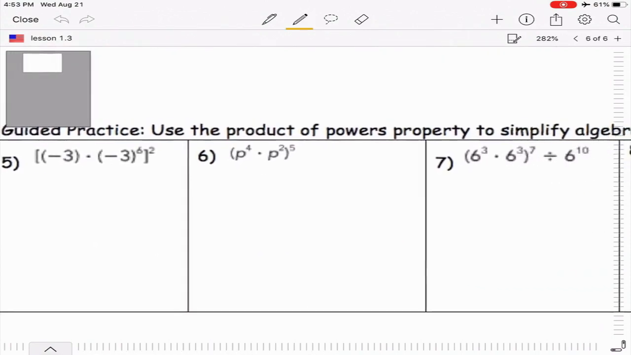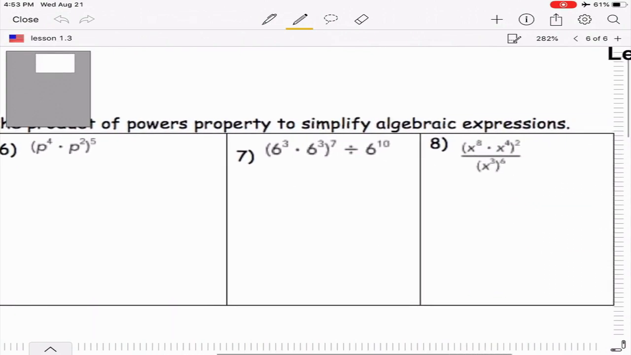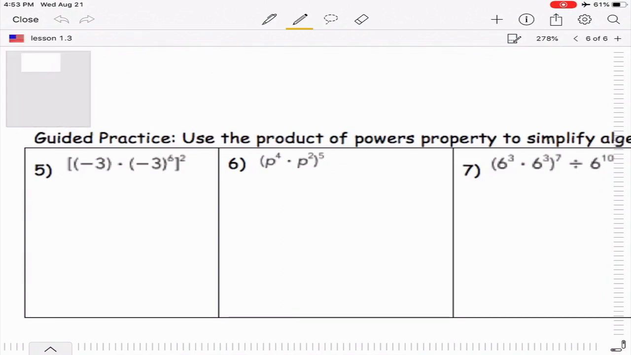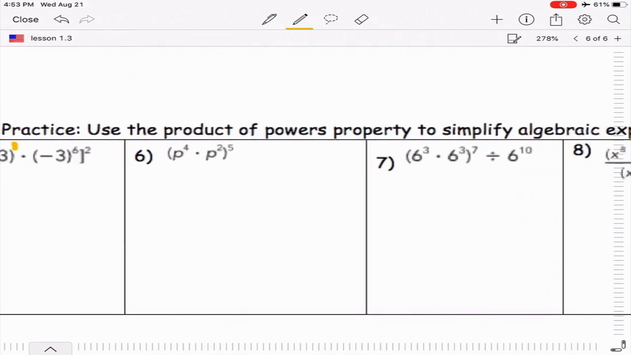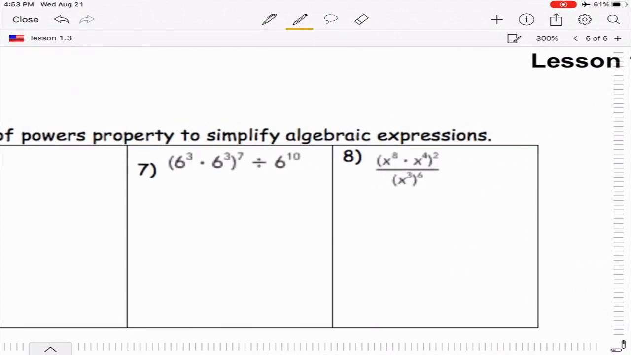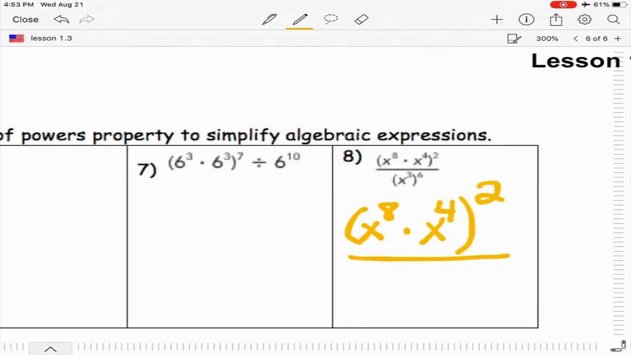Go ahead and do these on your own and call me over. I feel like for the most part, you can see these numbers well. Don't forget to put a 1 here. The only one that I think might be hard for you to see is number 8. So I'm going to rewrite it real fast for you now. Number 8 is x to the 8th power times x to the 4th, close parentheses, to the 2nd, over x to the 3rd and to the 6th.